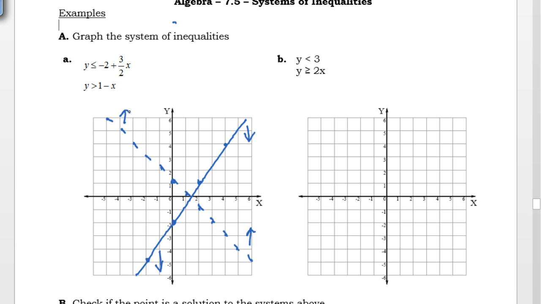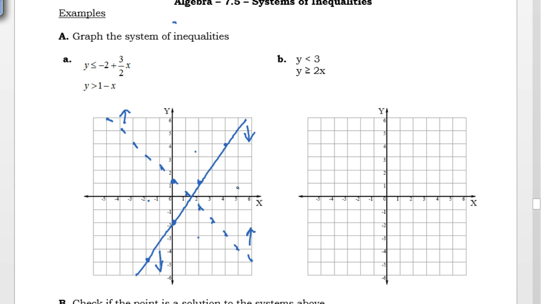Now when I drew one line in the previous lesson, I created two regions, and I shaded the top region if it was a greater than or the bottom region if it was a less than. When graphing two lines, I create four regions. And I just want to shade one of those four regions.